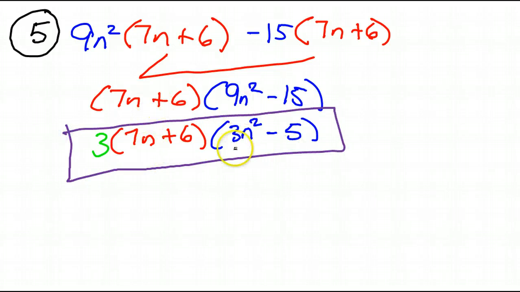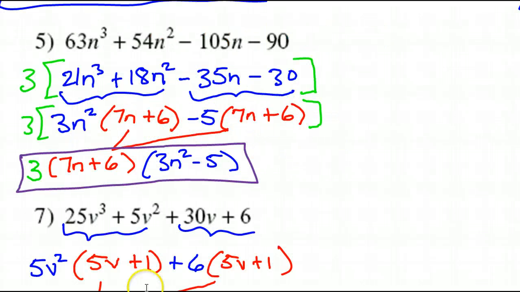Okay, we could just fix it without having to redo the whole problem. Is that what we got before? 3, 7n plus 6, 3n squared minus 5. Okay, same thing.